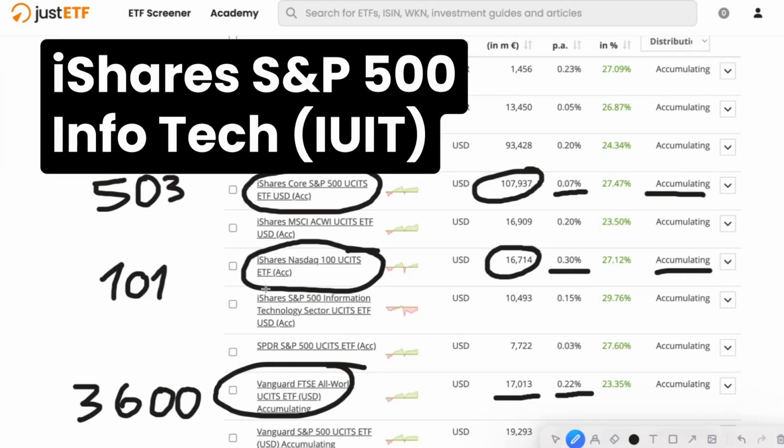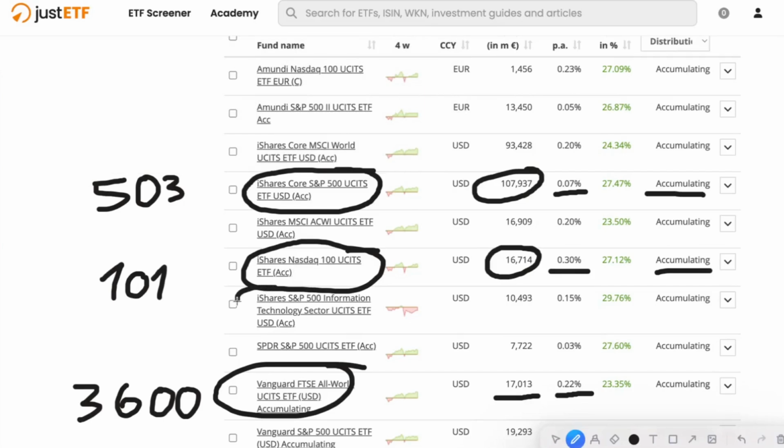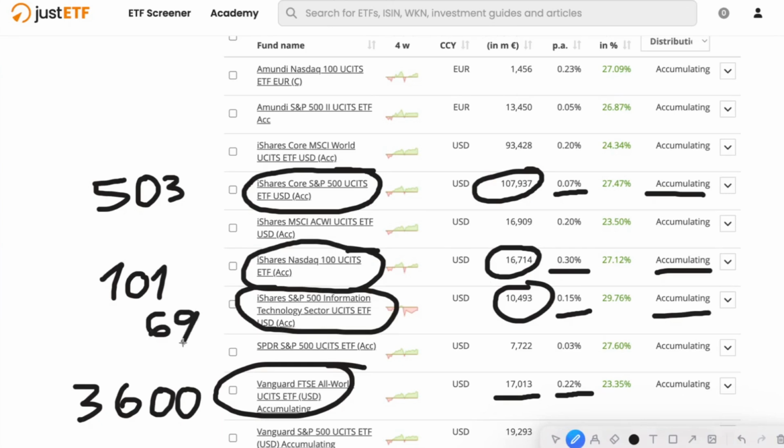And finally, we have my favorite, the S&P 500 Information Technology ETF with 10.5 billion in fund size, 0.15% in annual cost, and accumulating distribution. It has 69 positions, so diversification fans will be shocked. But you don't have to decide only for one ETF. You can try a few in the beginning before you find your own favorite. I'm linking my ETF watch list in the description box down below.